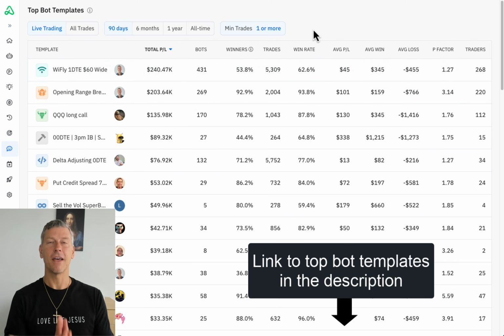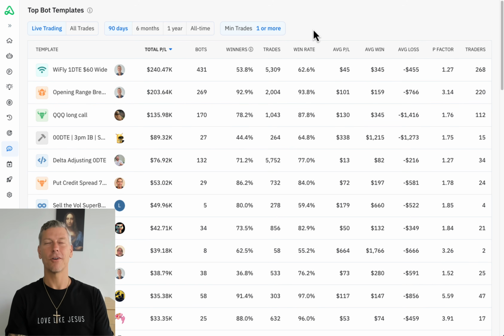Thank you, God, for blessing us with the wisdom to create these bots, and to all the people in the Option Alpha community who have shared their work with others as well. It's a beautiful thing to have all of us working together towards success and sharing what we do with other people. I'm really grateful for all of you.